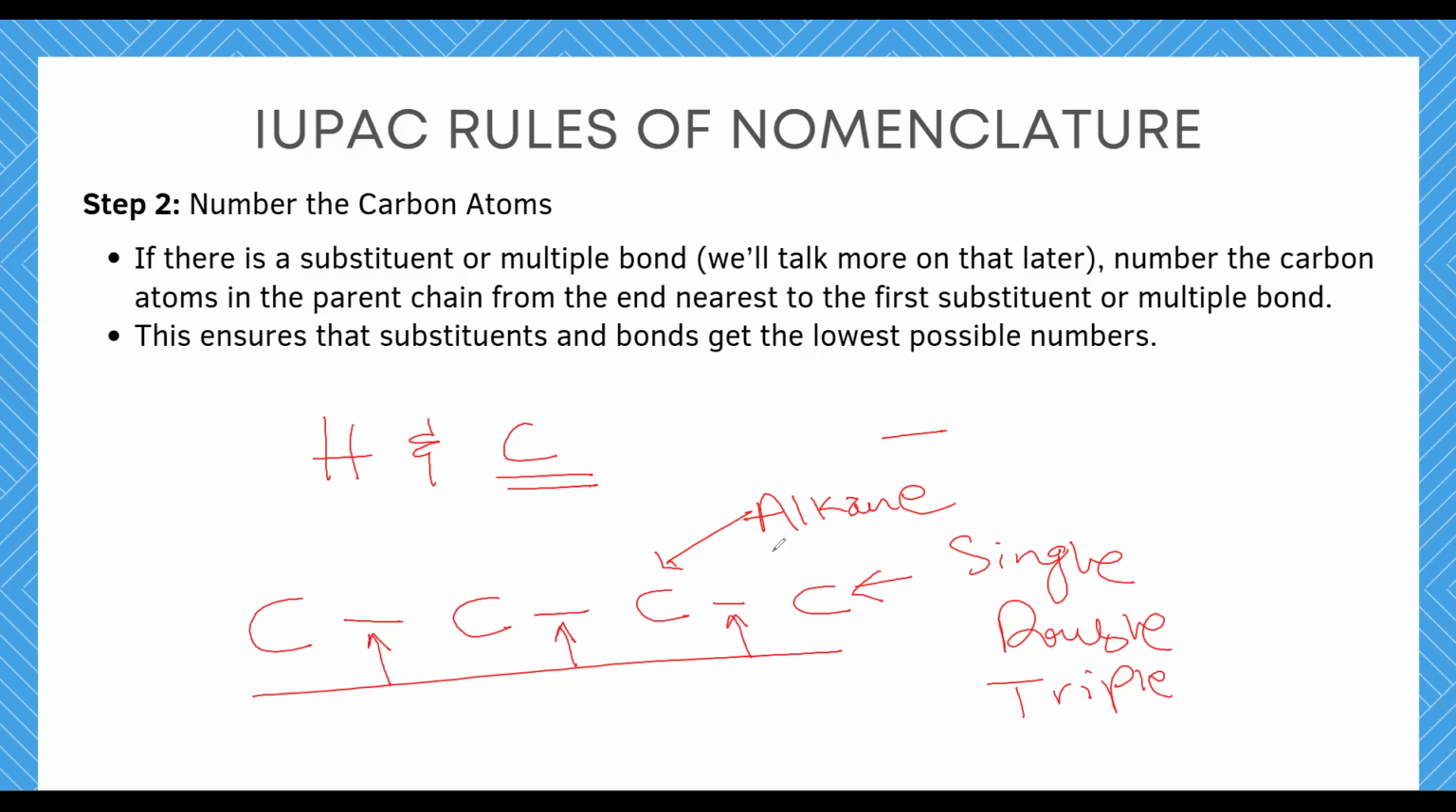Are you still confused? No, sir. Good. But when I now add another bond, from single it has changed to what? Double. It has changed to double. So now that it is double, the name will change from alkane to alkene. Did you see that?